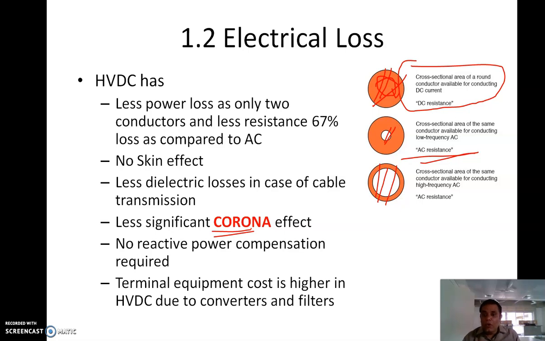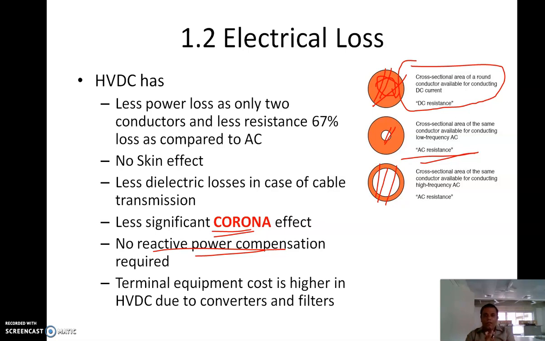In HVDC, we don't need any reactive power compensation. Now what is this reactive power compensation? Whenever you are using an AC system, if it is drawing inductive current, to balance that we need to provide a capacitor bank. Okay, so this capacitor bank requirement is not there on the transmission line. Please mark my words, on the transmission line.